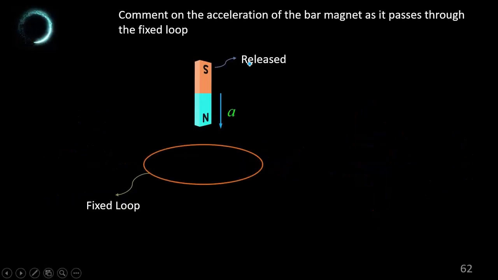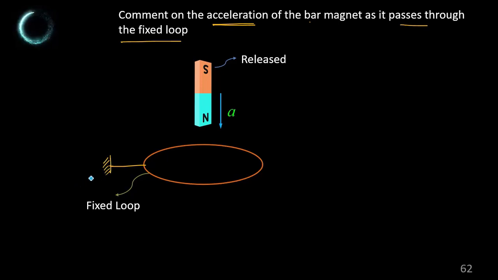Now let us say we are asked to calculate the acceleration of the bar magnet as it passes through a fixed loop. Let us say there is a fixed loop, and you allow the bar magnet to fall through this loop. Once you drop a ball from a certain height, the ball will always fall with an acceleration due to gravity. If you drop this object, it will fall downward with acceleration equal to g. But here it will not happen.